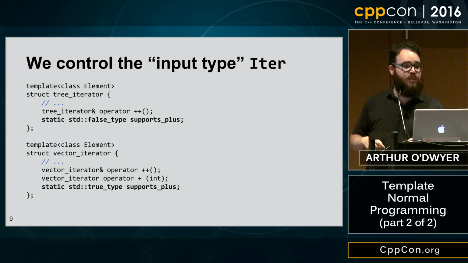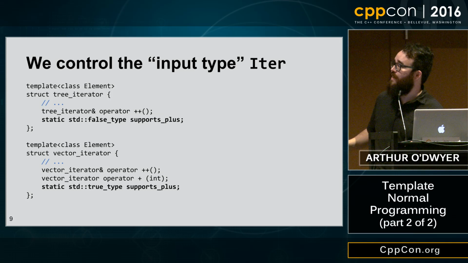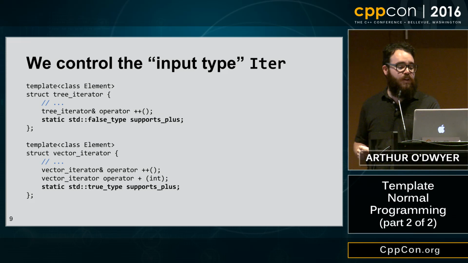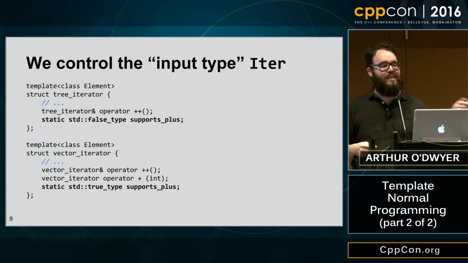Let me point out for those of you who are already familiar with tag dispatch that, for the sake of pedagogy in this case, supports plus is not a member typedef. It is actually a static member variable of false type. Have people seen true type and false type? This is one bit of type traits that is useful to know. You might say, well, isn't that just bool? No, it's not bool. These are actually two different types, as different as int and double.